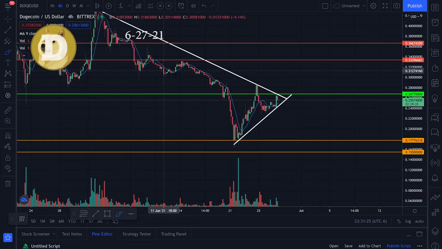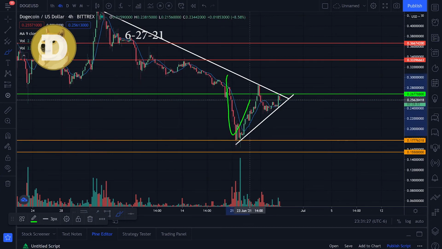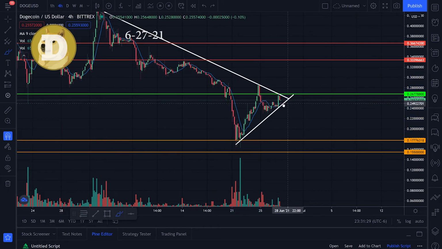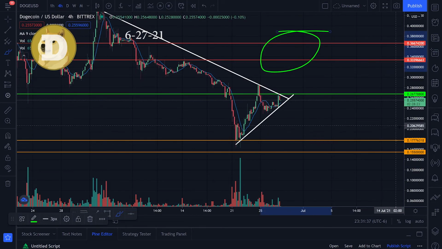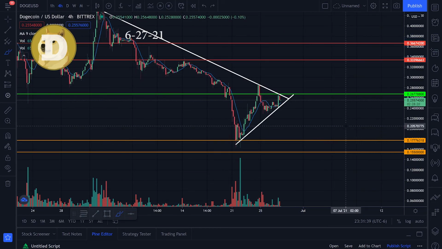Alright, so in general, on Dogecoin, I'm going to be looking at this triangle pattern we have on the 4-hour time frame. Let's see if we could get a break to the upside and start looking at these targets of .366 and .33 and start just looking to the upside in general again.